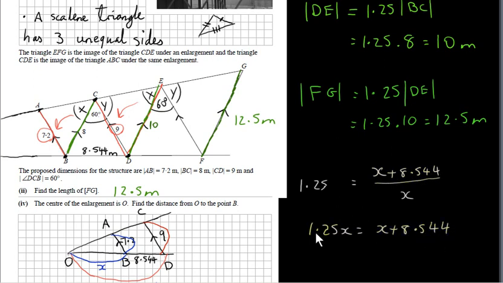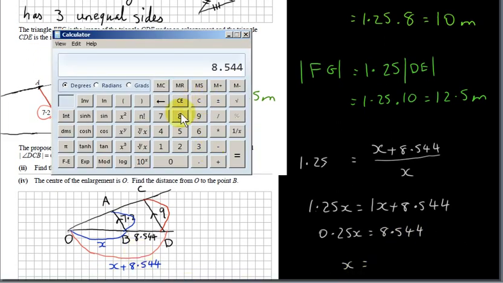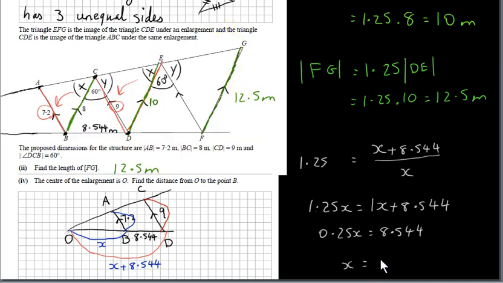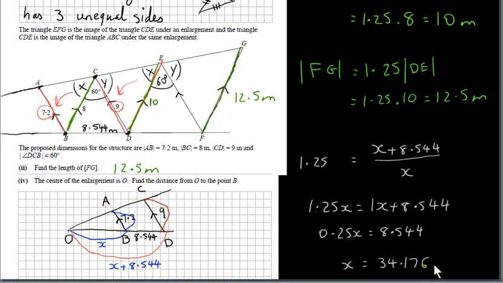Bring all x's to one side. 1.25x minus 1x is 0.25x equals 8.544. So to get x, we take 8.544 and divide by 0.25. So we get 34.176. Yeah, that's our answer. That's in meters.